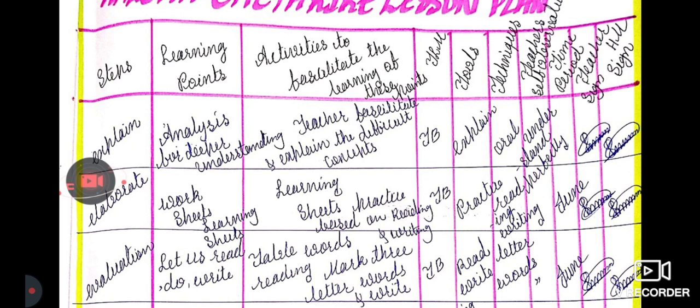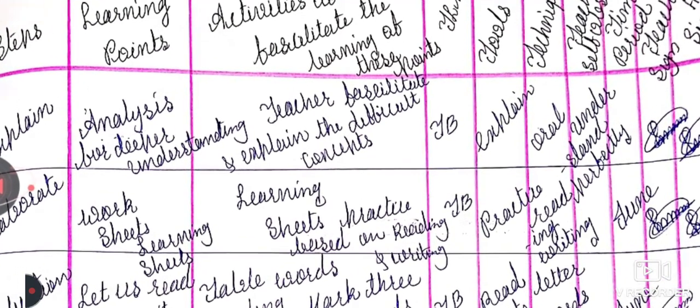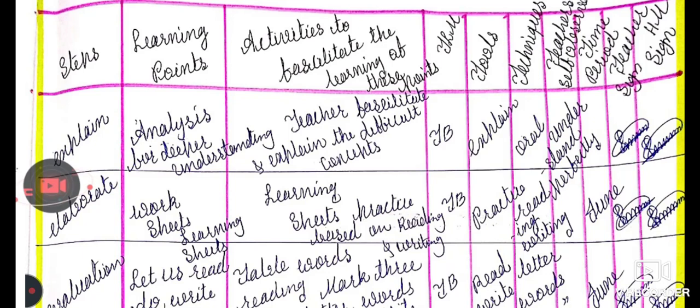So here teacher will analyze or explain in detail so that children understand very deeply. Here the activities that teacher conducts are: teacher facilitates and explains the difficult concepts. Here TLM is textbook, tool is explaining, and technique is oral, through oral explanation. Teacher's self observation is understanding perfectly. And time period, that is already said, June, teacher sign and HM sign.